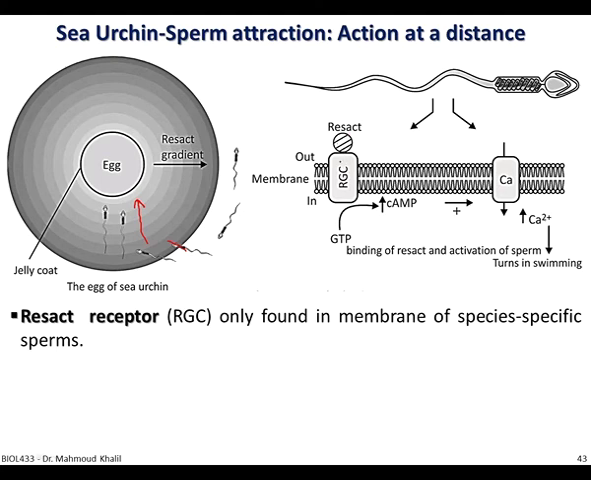Once binding occurs between resact and the receptor on the cell membrane of the sperm, this will initiate the conversion of a GTP molecule into cyclic AMP. The presence of a high amount of cyclic AMP will activate the calcium importer to internalize calcium inside the sperm. Once the calcium is internalized, this will lead to the activation of the mitochondrial machinery, and it will turn on swimming of the sperm toward the egg.